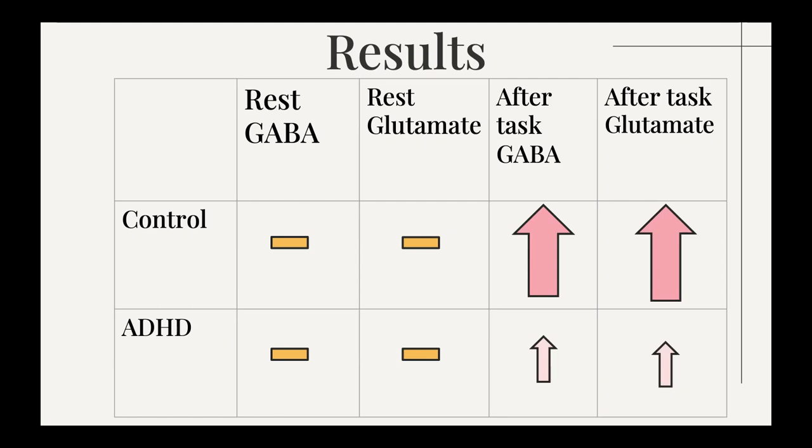Now, if we look at glutamate levels, we can see similar results. There is a more significant increase in the glutamate levels of healthy individuals, whereas individuals with ADHD had a significantly smaller increase in glutamate levels. Again, the arrows of the drawing show the differences between the two groups.